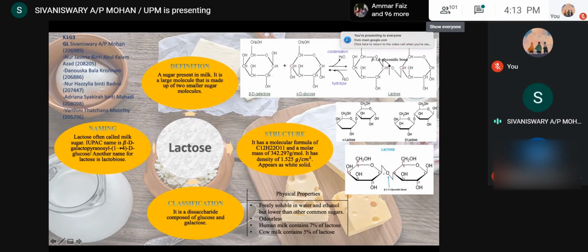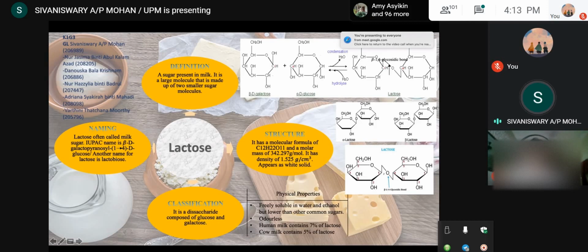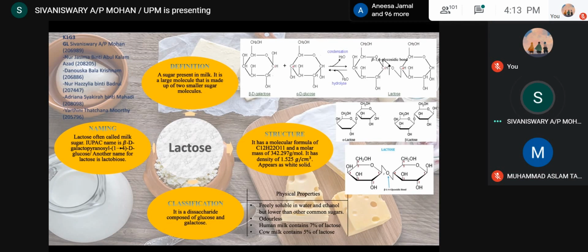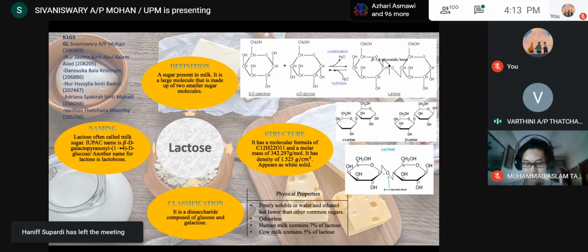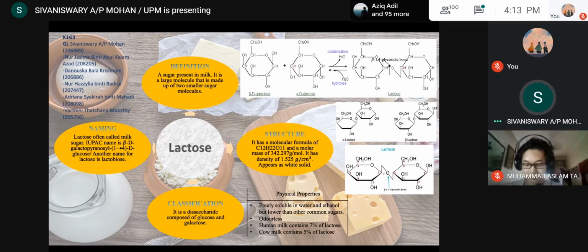Okay, hello everyone. We are from K1G3. We would like to present you all about lactose. So the definition of lactose is a sugar present in milk, and it is a large molecule that is made up of two smaller sugar molecules. Okay, now to pass to Vartini to explain further.